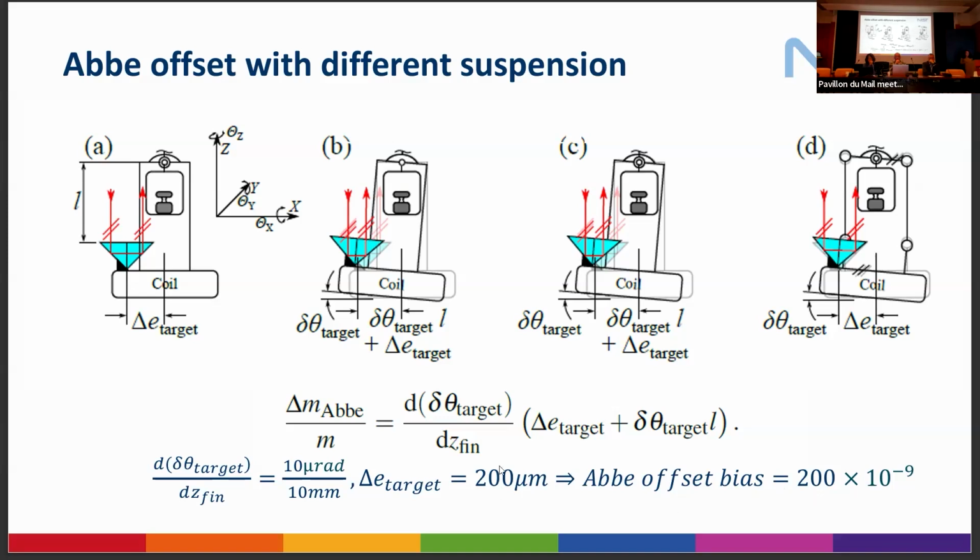But even if you don't, you have two options: either align it or you can measure it. So if you measure this offset, then you can take care of it. You can correct for it, and the uncertainty could be sub ppb. So you need like a micrometer knowledge of where your optical target is with respect to your mechanical axis.